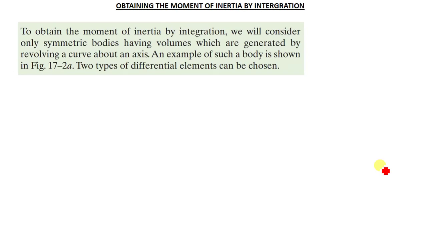So let us now see and learn how you can obtain the moment of inertia by integration. You have two methods by which you can obtain this: the disk element and the shell element. To obtain the moment of inertia by integration, we will consider only symmetric bodies having volumes which are generated by revolving a curve about an axis. An example of such a body is shown in figure 17.2a.